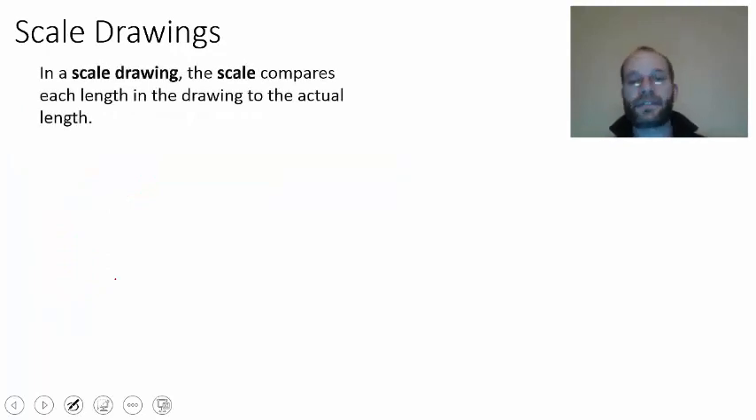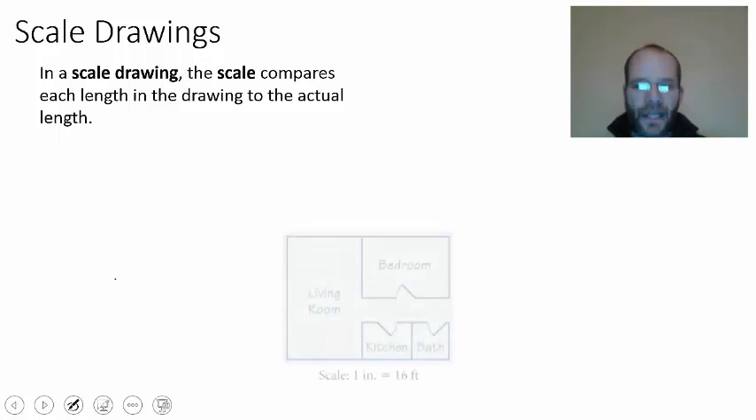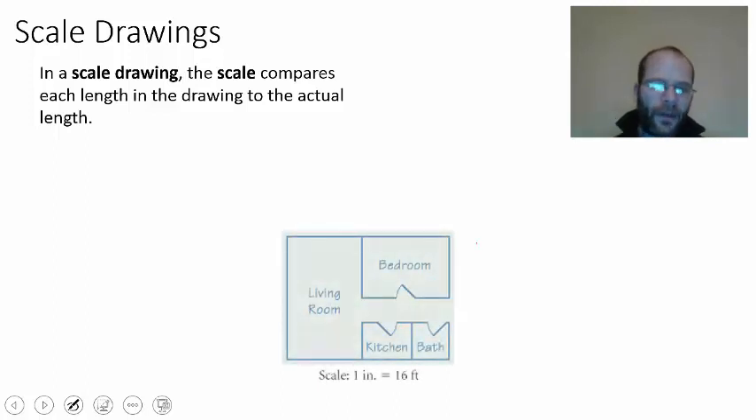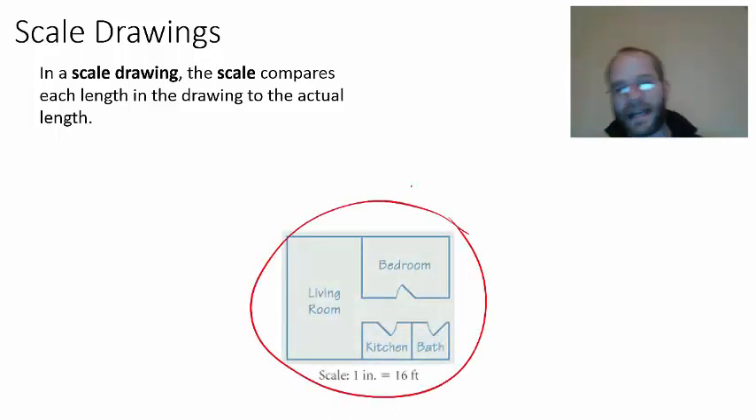Most of us are familiar with scale drawings. We see them in maps, we see them in diagrams, all kinds of pictures that people come up with. In a scale drawing, the scale compares each length in the drawing to the actual length in real life. Here's an example. We have a diagram of a portion of a house. Maybe it's an entire house. There are 4 rooms shown in a hallway.